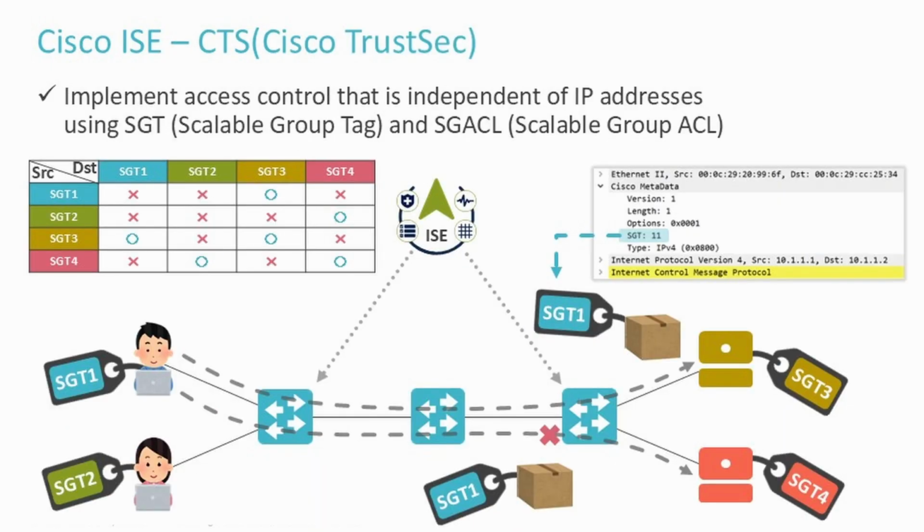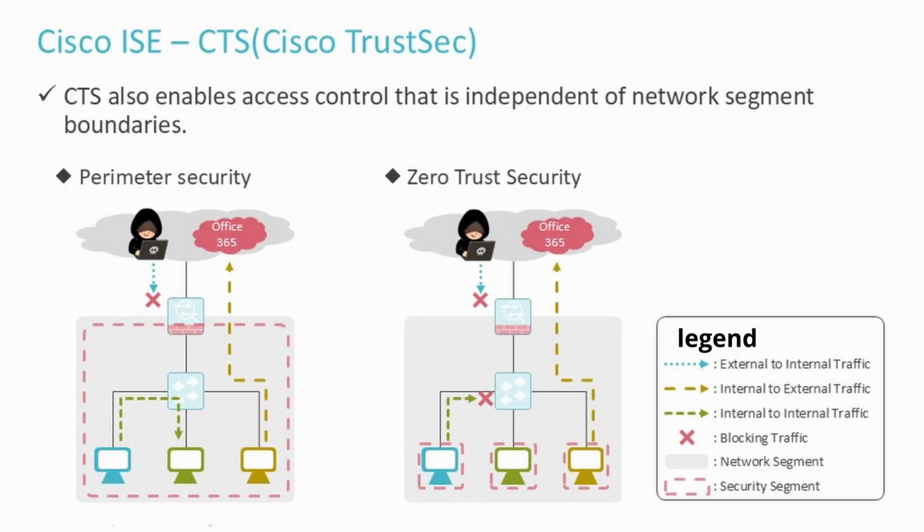CTS, or Cisco TrustSec, is a feature that enables IP-independent access control, easing ACL management. Additionally, using CTS enables zero-trust access control, independent of network segment boundaries. This also makes microsegmentation possible.